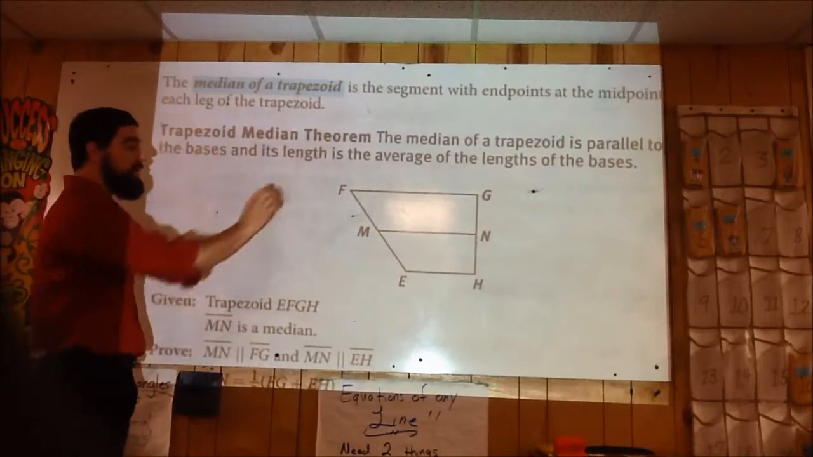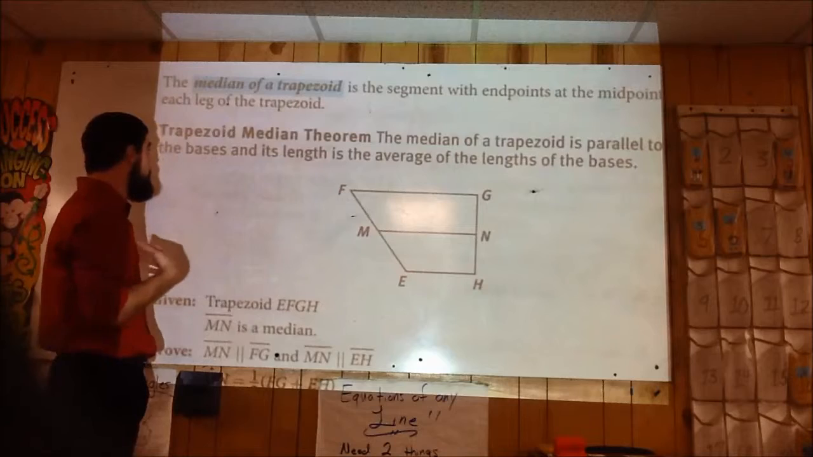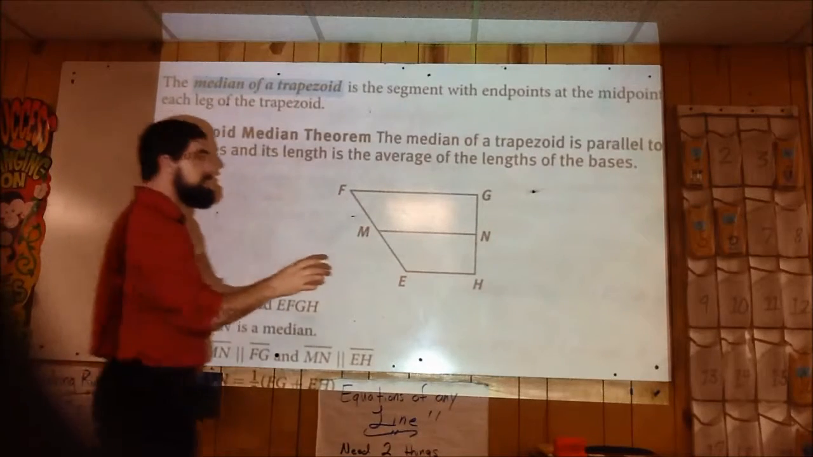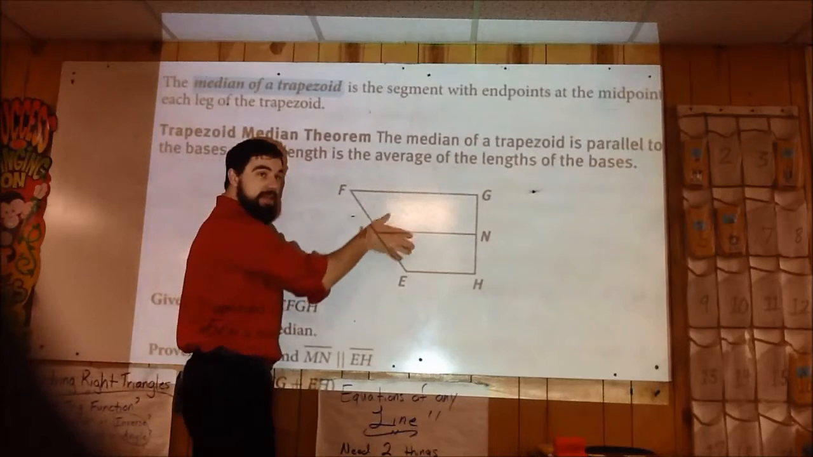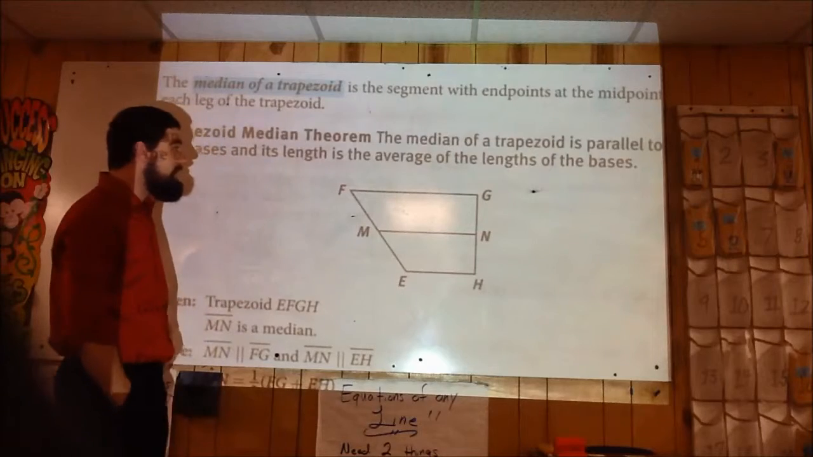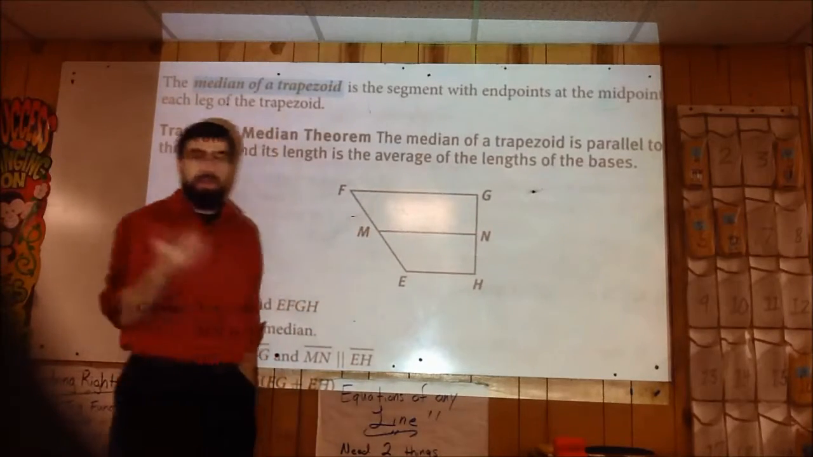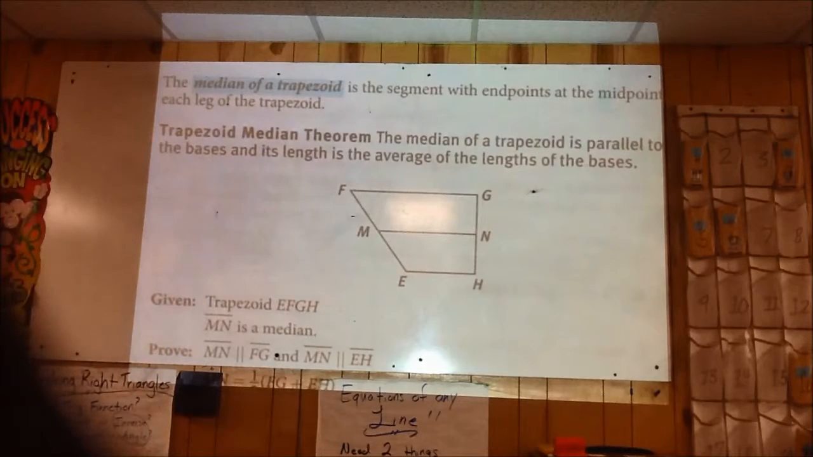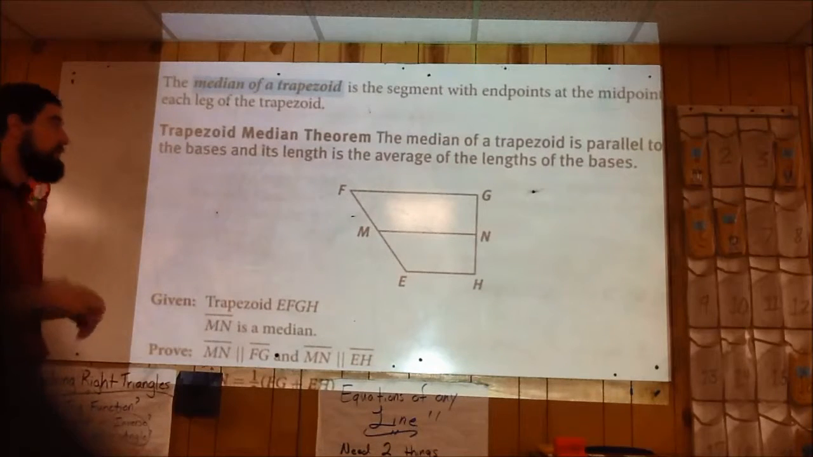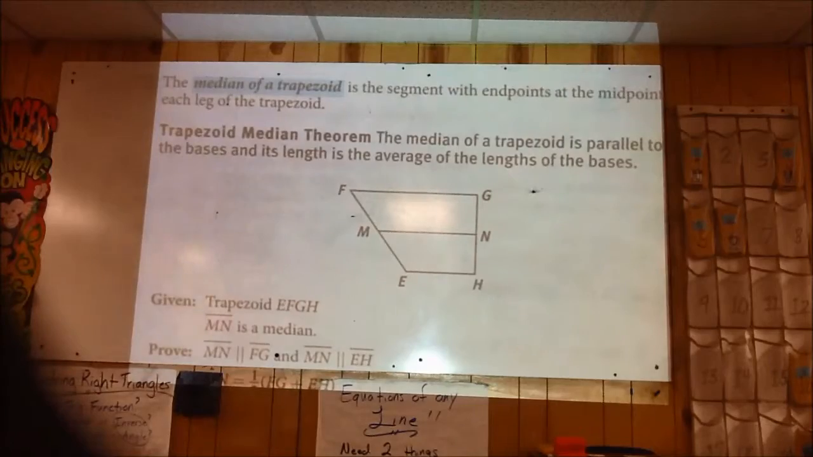And there's 2 things you need to know about that special segment. This median is going to be parallel to your 2 bases, and it's also going to be the average of the lengths of your 2 bases. So very similar to the midsegment of a triangle. We talked about that. We proved it using the mid-segment triangle theorem, and we talked about that for a little bit.